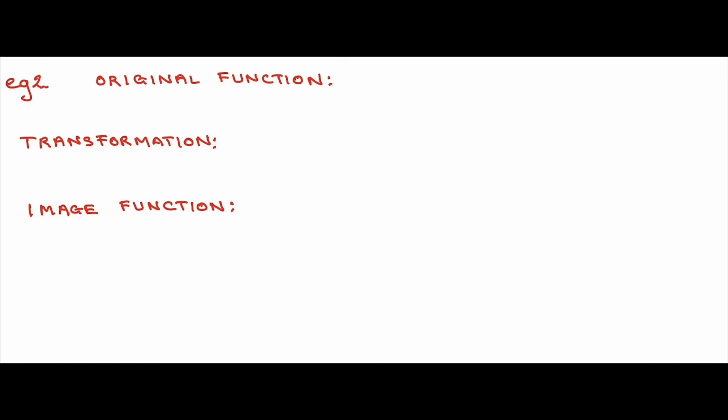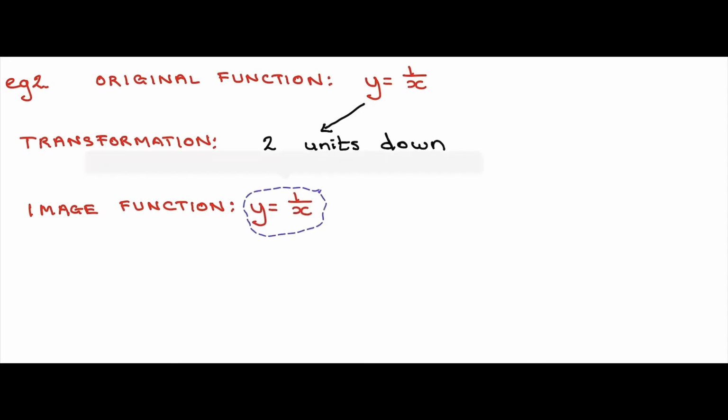Let's now take a look at a different function and a couple more translations. When we start with the function y equals 1 over x and apply a translation of 2 units in the negative y direction, or 2 units down, the resulting function, or image function, is a copy of the original function with -2 on the end.